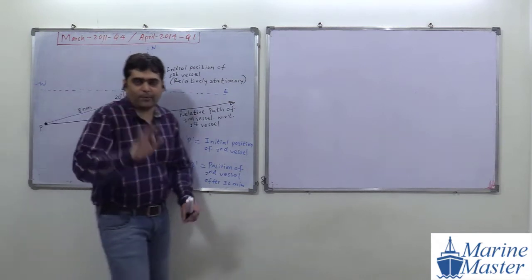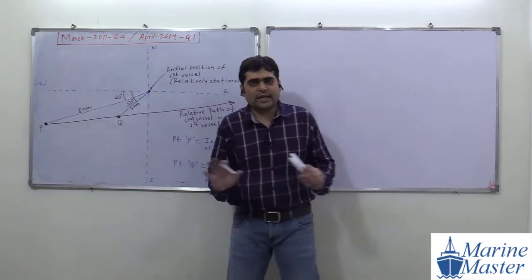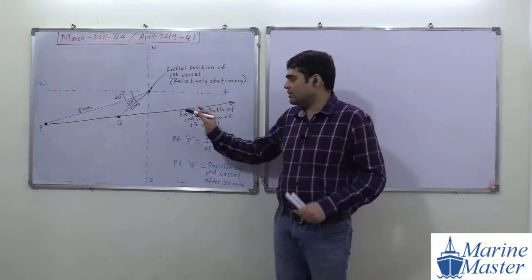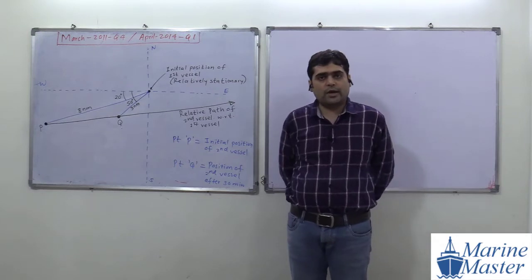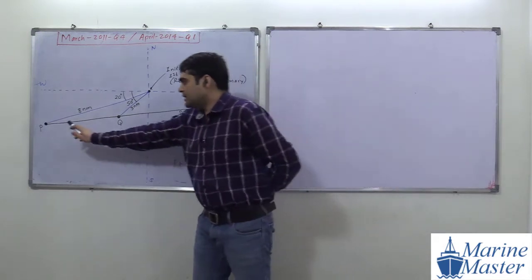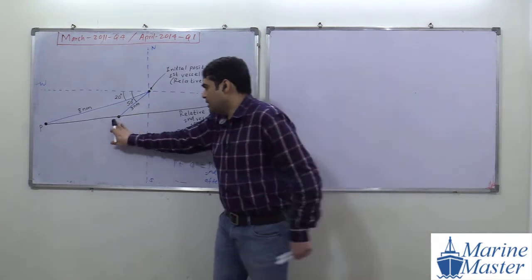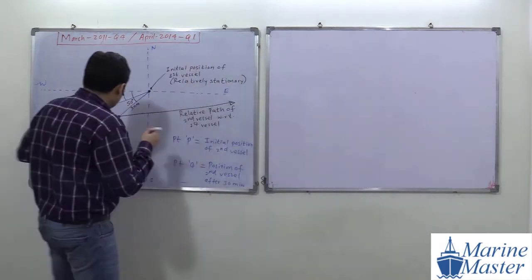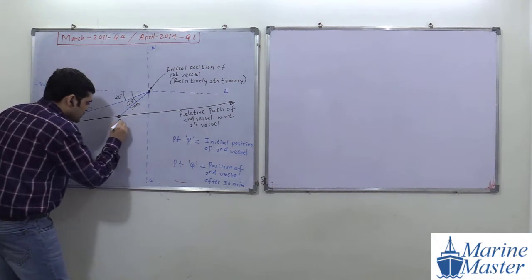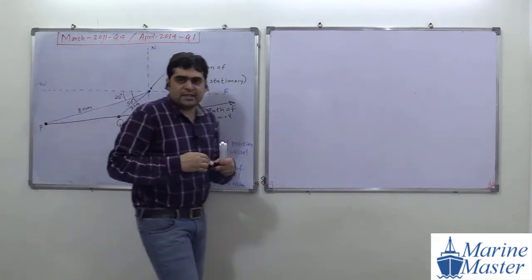Are you getting my point? Very simple discussion, not that difficult. Anyone have any doubt in this drawing? Point P means the initial position of the first vessel. Point Q means what? This is point Q. I made it properly so it is visible to you. Any doubt in this discussion?